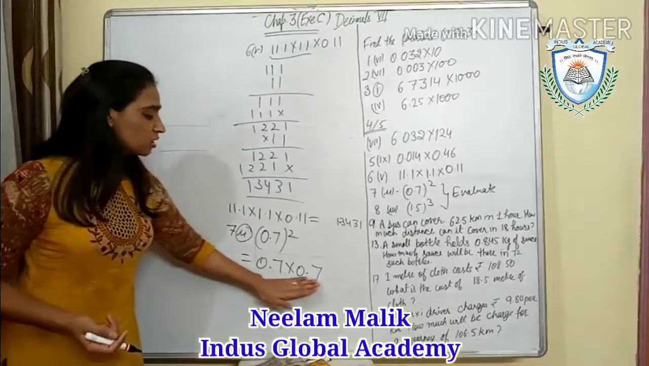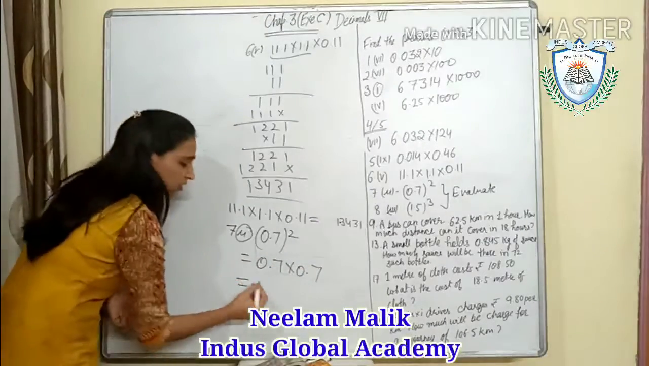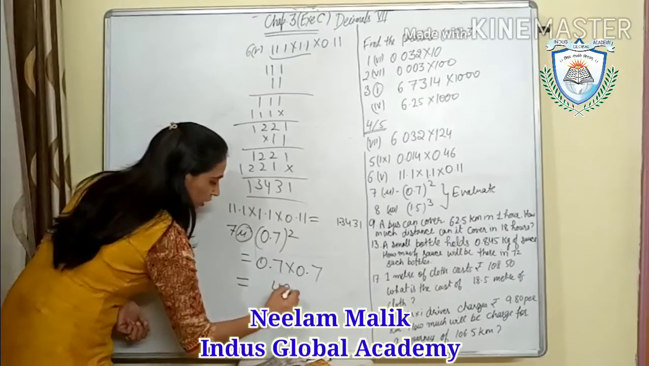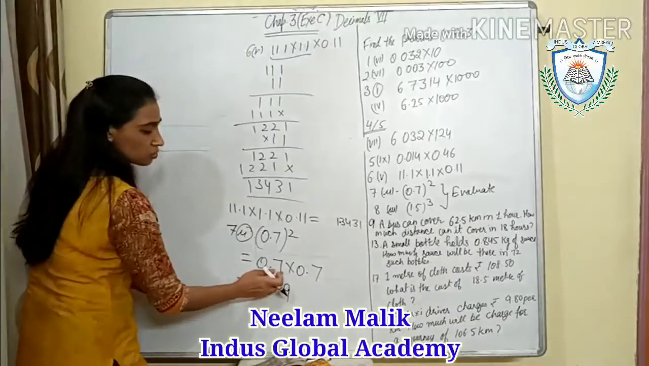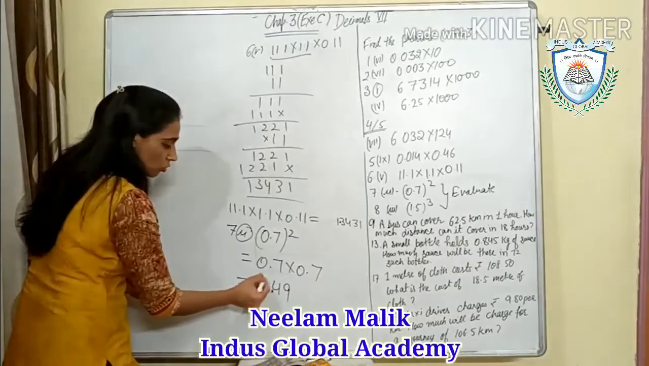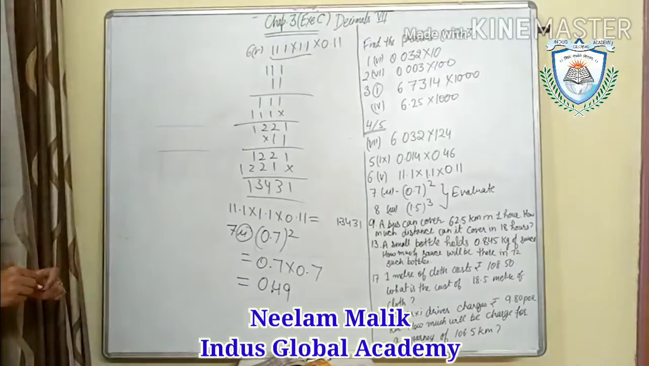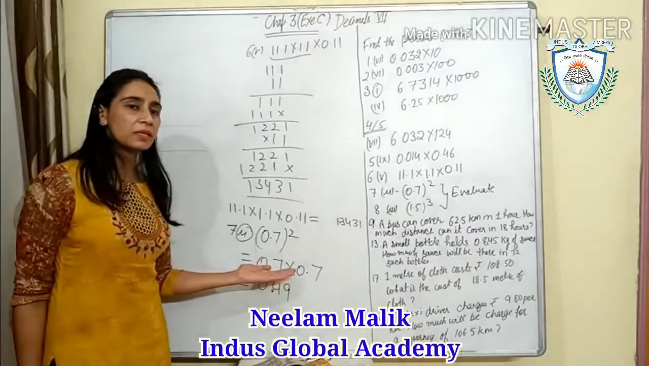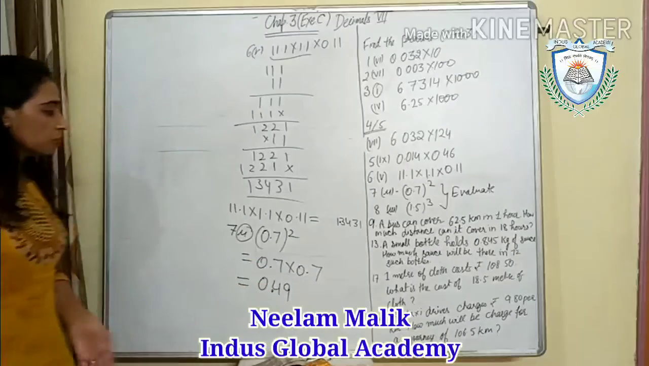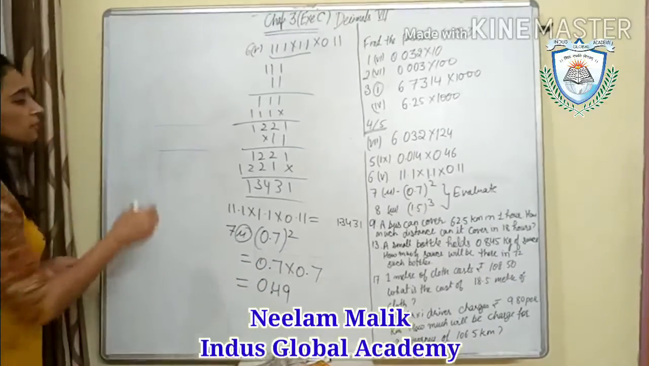Okay, 0.7, 0.7. Now multiply, 7 sevens are 49. Okay, where will be the decimal point? There is 1, there is also 1, so 2, that means 0.49 is our answer. Okay, power 2 means we have to multiply the given number 2 times. Okay, now the question number 8, third part.